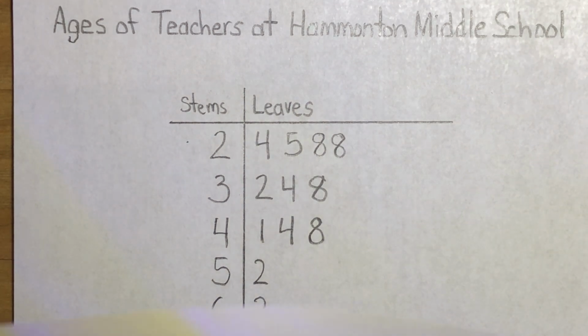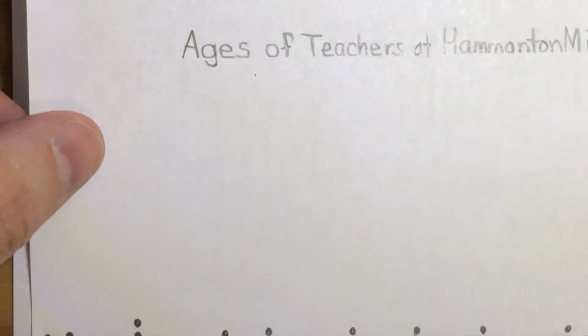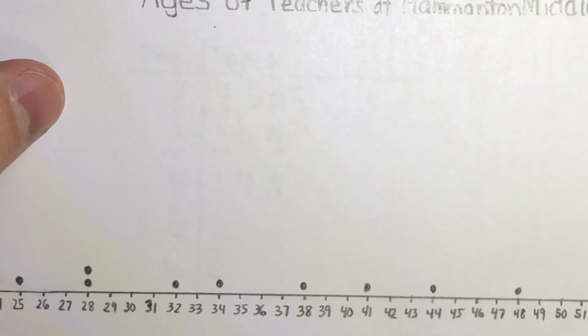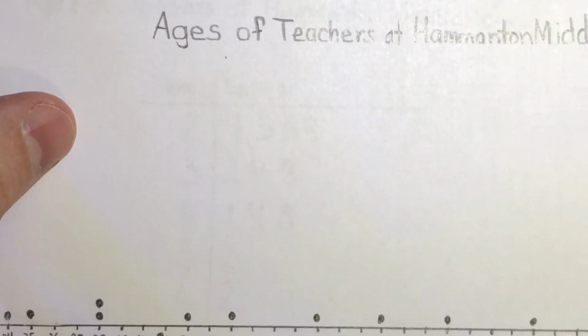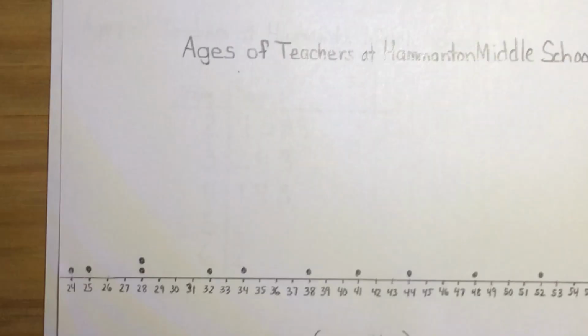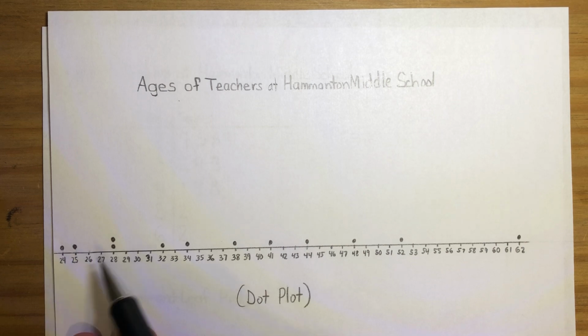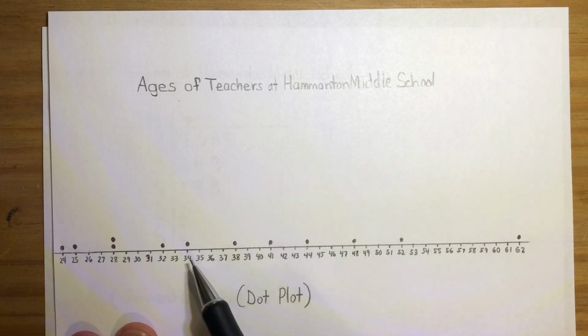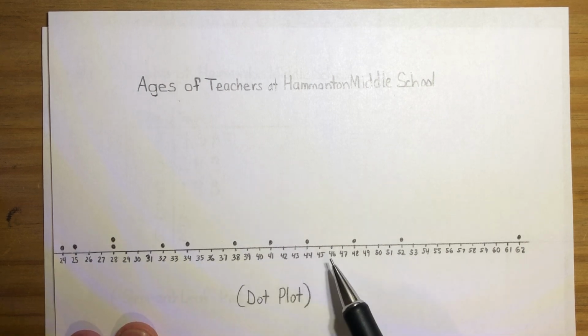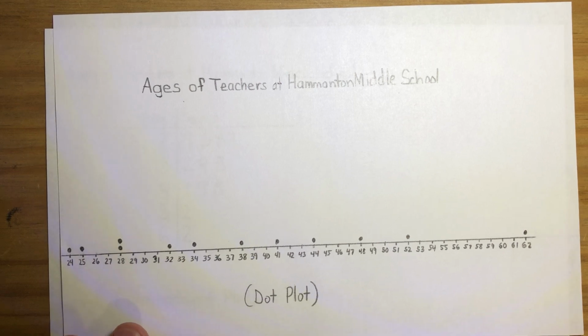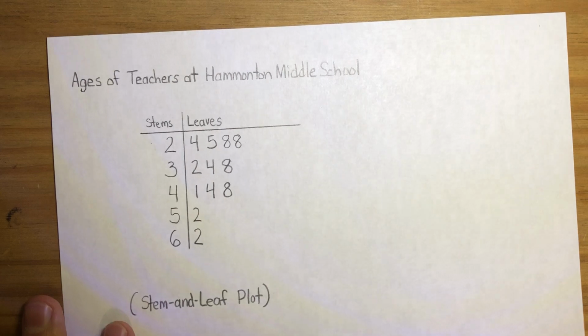Now, what's similar here is this dot plot also allowed me to read those numbers in order. So that's great. I can use that. Sorry about that. I can still read 24, 25, 28, 28, 32, 34, 38, 41, 44, and so on. I can still do it. But the stem and leaf plot allows me to do it in a much faster way.